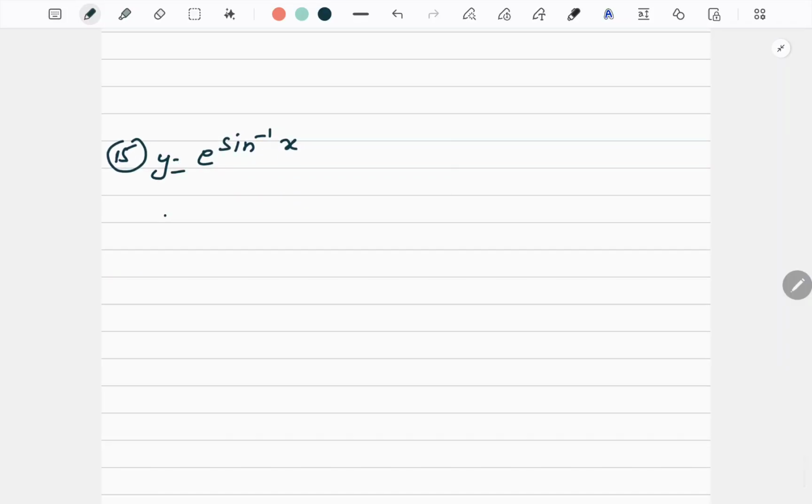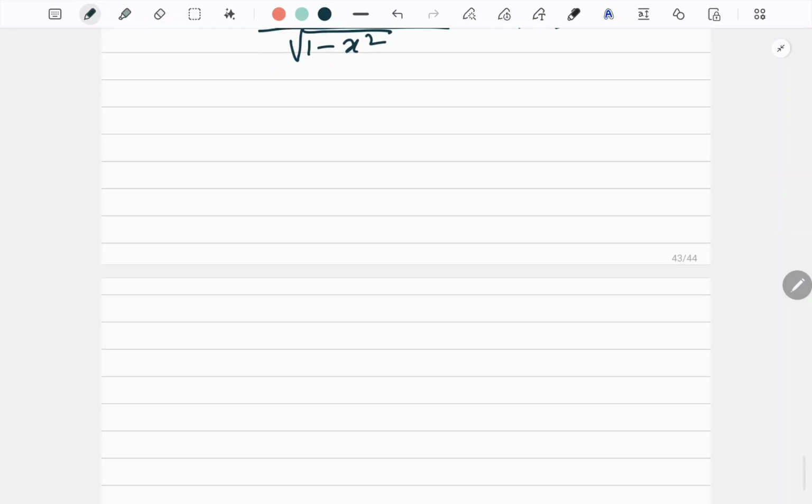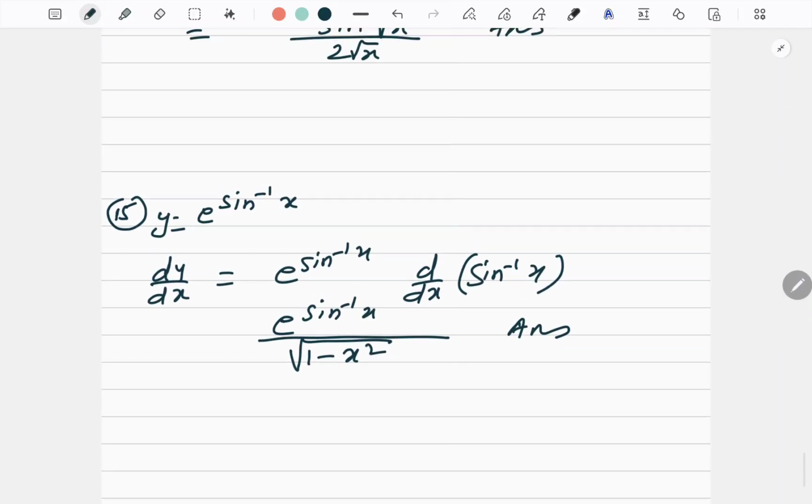Okay. Now let's do this question. Again, exponential remains same. So dy by dx is equal to e to the power sine inverse x. And d by dx of sine inverse x. Right? What is the differentiation of sine inverse x now? See your formula list which I have given you. So this will become 1 upon root of 1 minus x square. So this is the answer. Right? So with this we are done with the chain rule also.